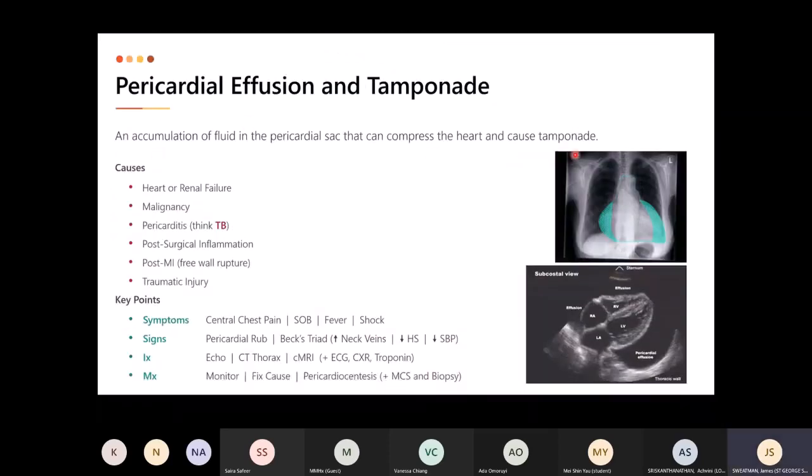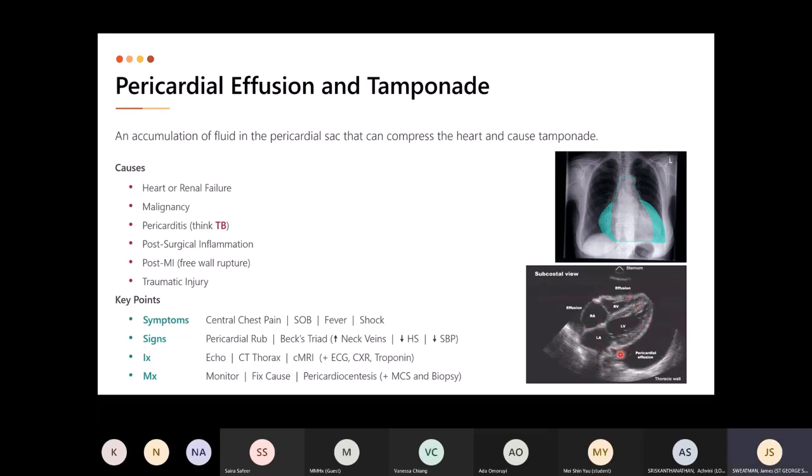So, pericardial effusions and tamponade. There's an accumulation of fluid in the pericardial sac that compresses the heart and causes tamponade. On a chest X-ray, you will see a globular water bottle silhouette of the heart. And on an echo, so this is a transthoracic echo, you get the classic 4 chambers view.